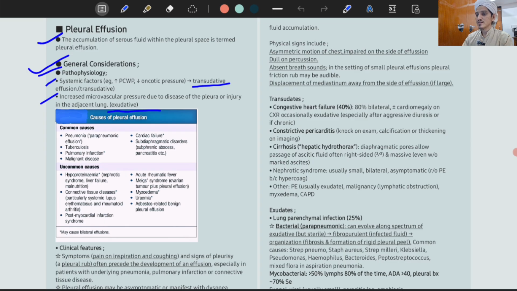Next, coming to the causes of pleural effusion. Let me zoom this. This will be very invisible to you, I think.